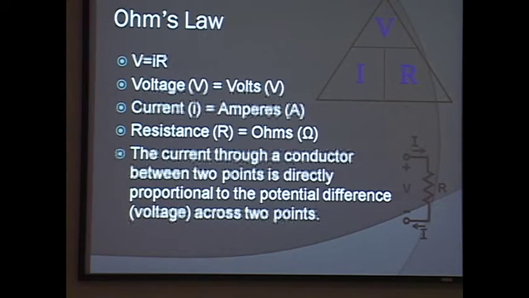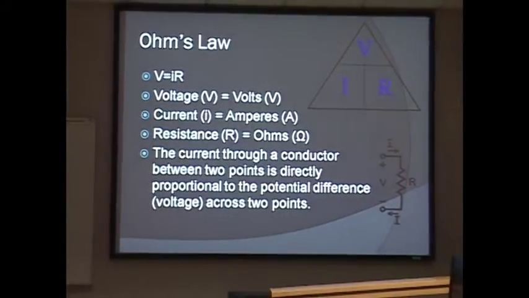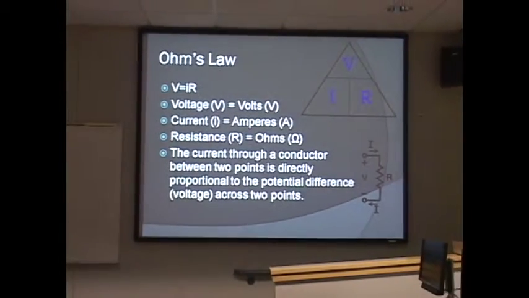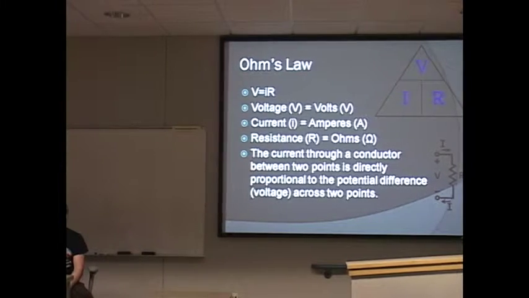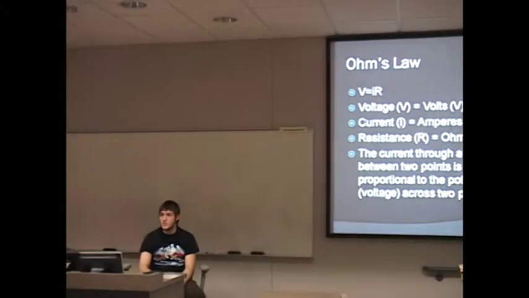So voltage is, as it says, another name for potential difference, and it's when you might have a buildup somewhere, and you might have nothing somewhere else, so you have a voltage there. Voltage is measured in volts. Current, I, is measured in amperes. Resistance is measured in ohms.